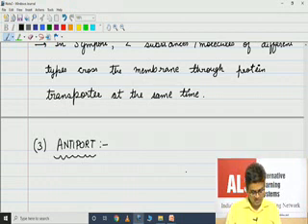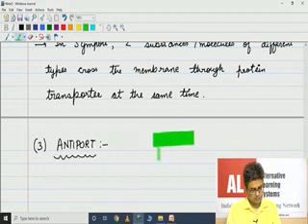So antiport, please write: when two molecules cross the membrane at the same time in opposite directions, it is called antiport.